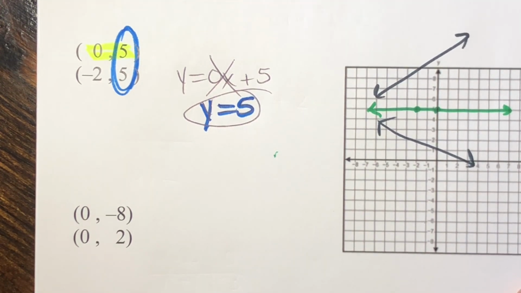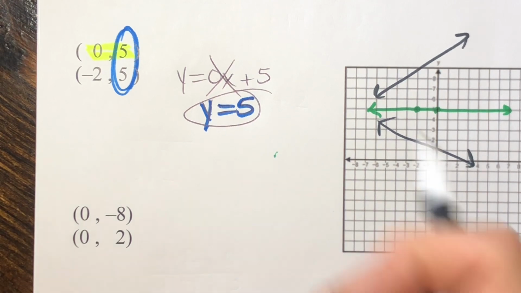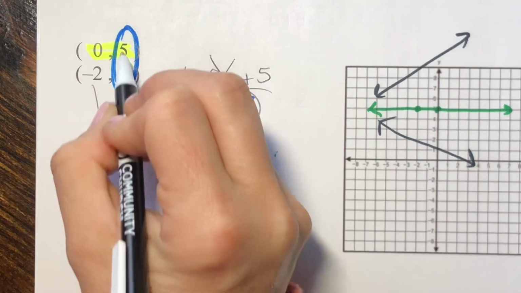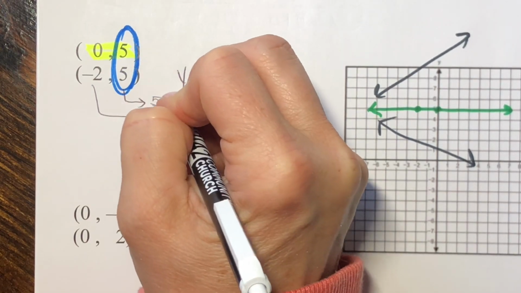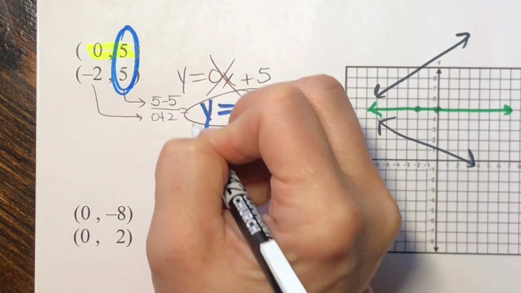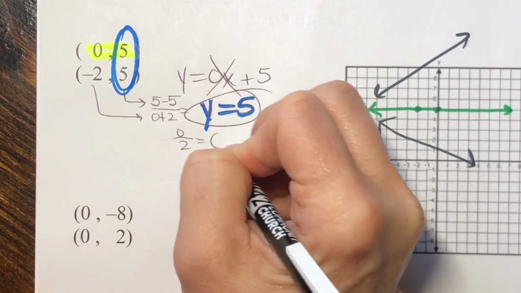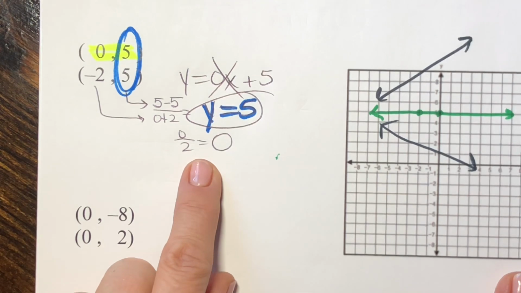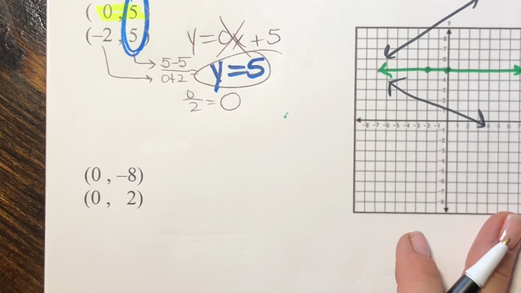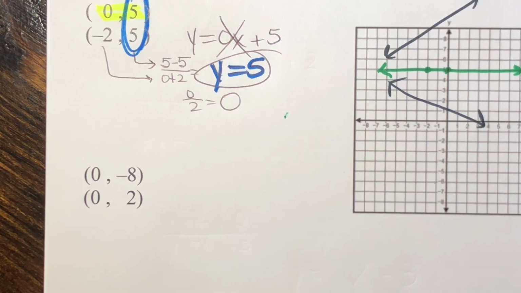Which means, watch, let me just show you with the stack and subtract too. Because when I go to do the stack and subtract, look what I get. I get 5 minus 5 over 0 plus 2, which is 0 over 2. And that's how I know that my slope is 0, because I just calculated it. But I didn't need to do all that. If you are observant and you look, that's good enough.